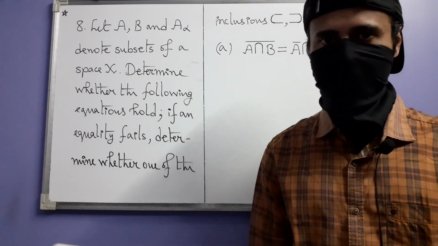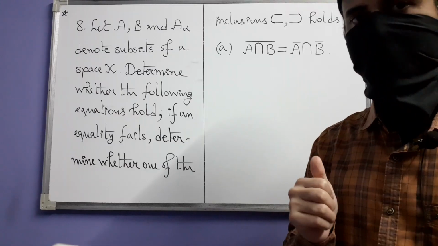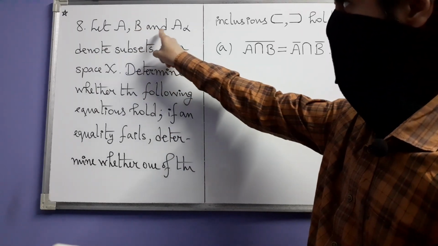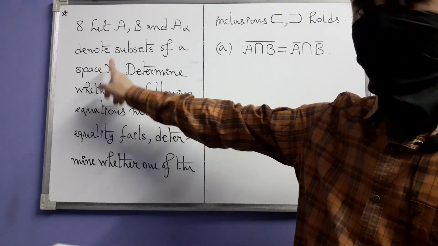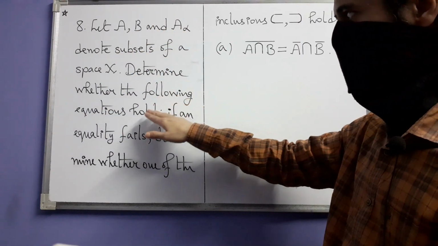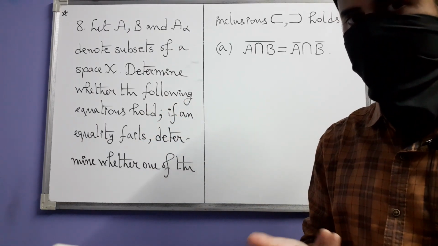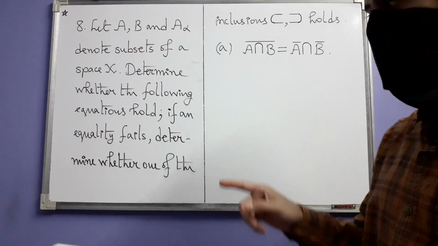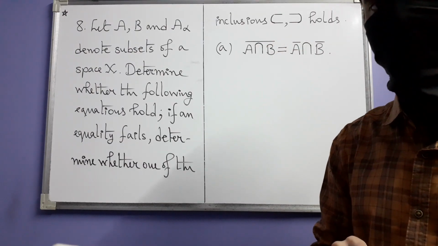Next we have number 8, and this one also starts just like number 6 that we saw in the previous video. Let A, B and A alpha denote subsets of a topological space X, where A alpha is a family of sets. We have to determine whether some equations hold, and if a given equation does not hold, we have to determine whether we can replace it with one of these two inclusions.